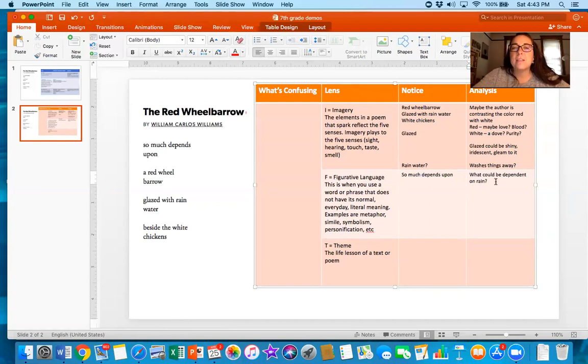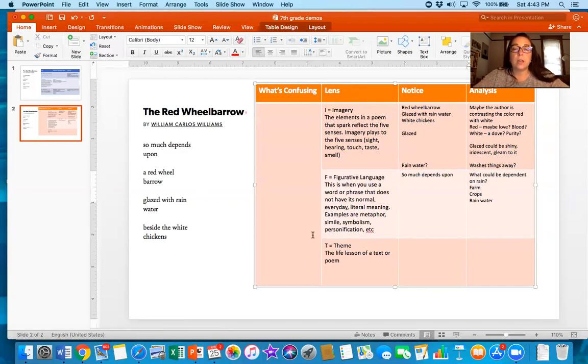What could be dependent on rain, guys? So we said yesterday a wheelbarrow and chickens are probably on a farm. What else is on a farm? Might be crops. What do crops have to have in order to thrive? Rain and water. So I don't know. Maybe the rain is the most important thing that's here. I'm not really sure.